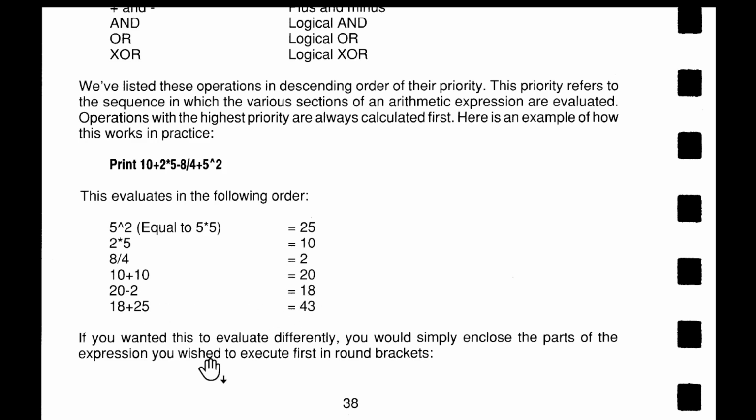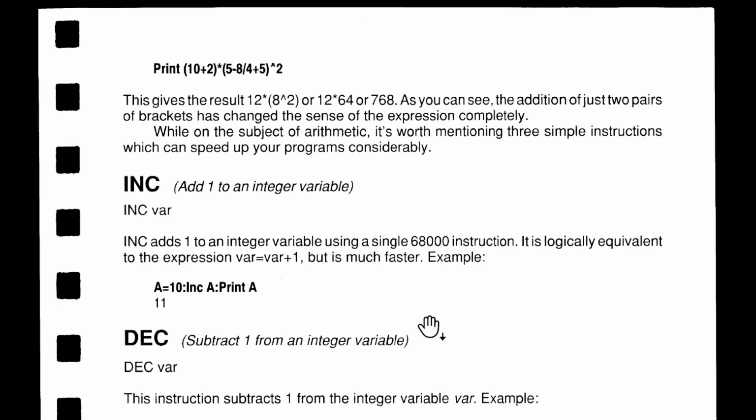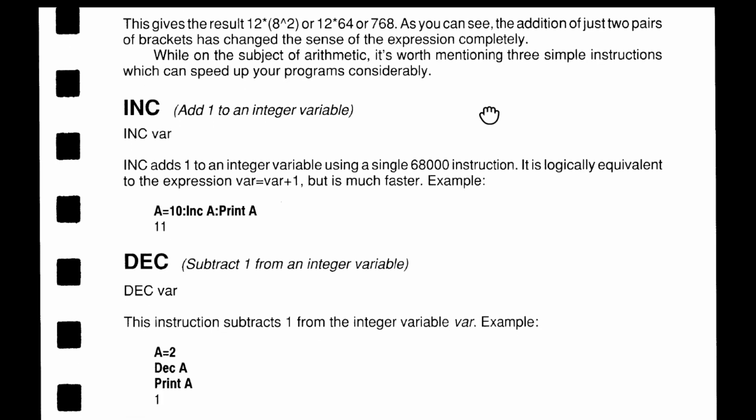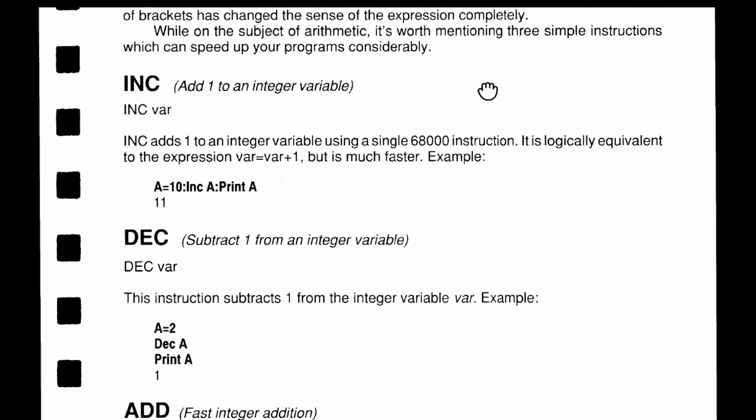If you wanted this to evaluate differently, you would simply enclose the parts of the expression you wish to execute first in round brackets. Print (10+2)*(5-8)/(4+5)^2. This gives the result 12, 882, or 1264 or 768. As you can see, the addition of just two pairs of brackets has changed the sense of the expression completely.